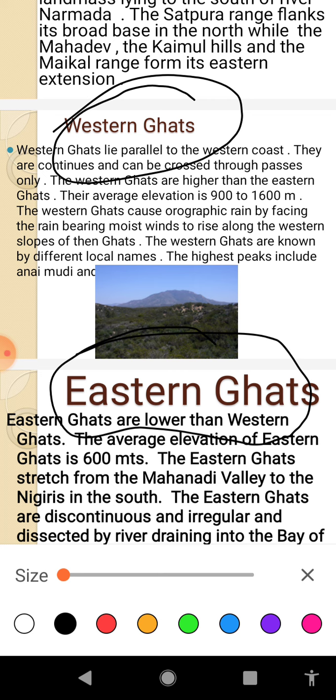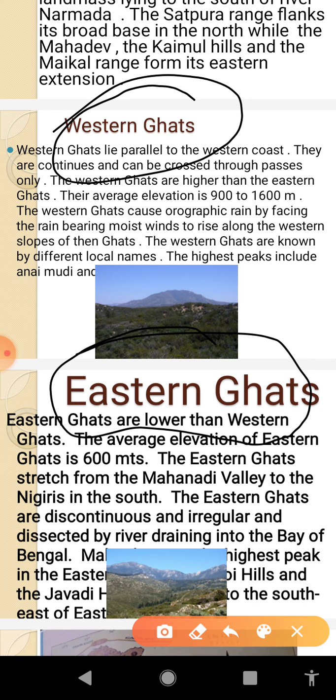So, these are the chain of hills. And with regard to the Eastern Ghats, they are forming the eastern boundary, or you can say the eastern edge of the Deccan Plateau. And just like Western Ghats, these are also the chain of hills. So from this topic, one question is very important you may be getting. Differentiate between the Western Ghats and the Eastern Ghats.